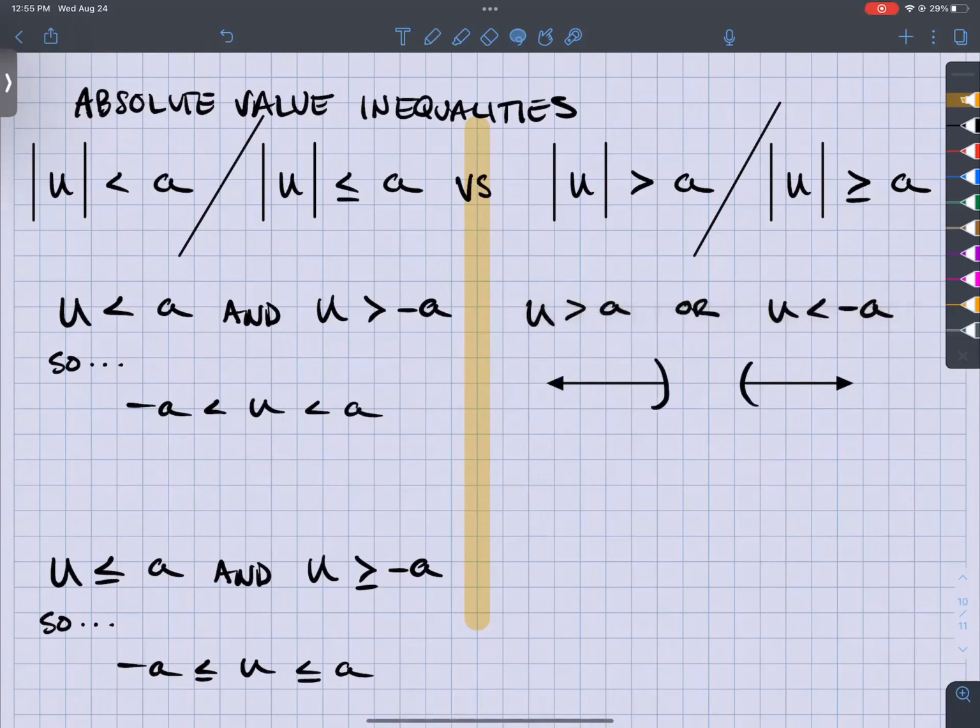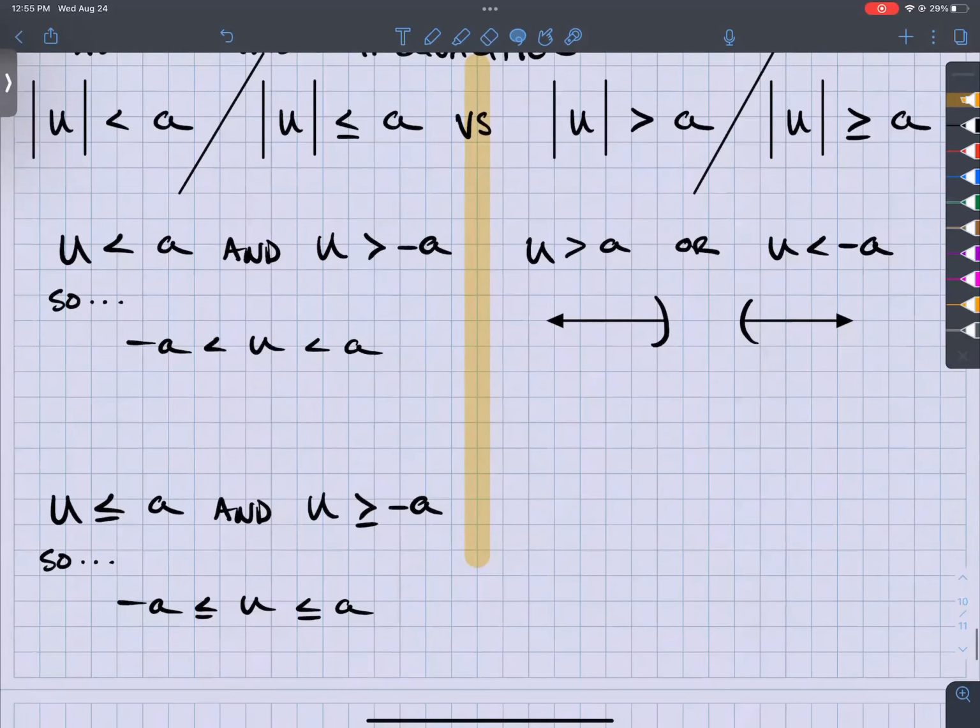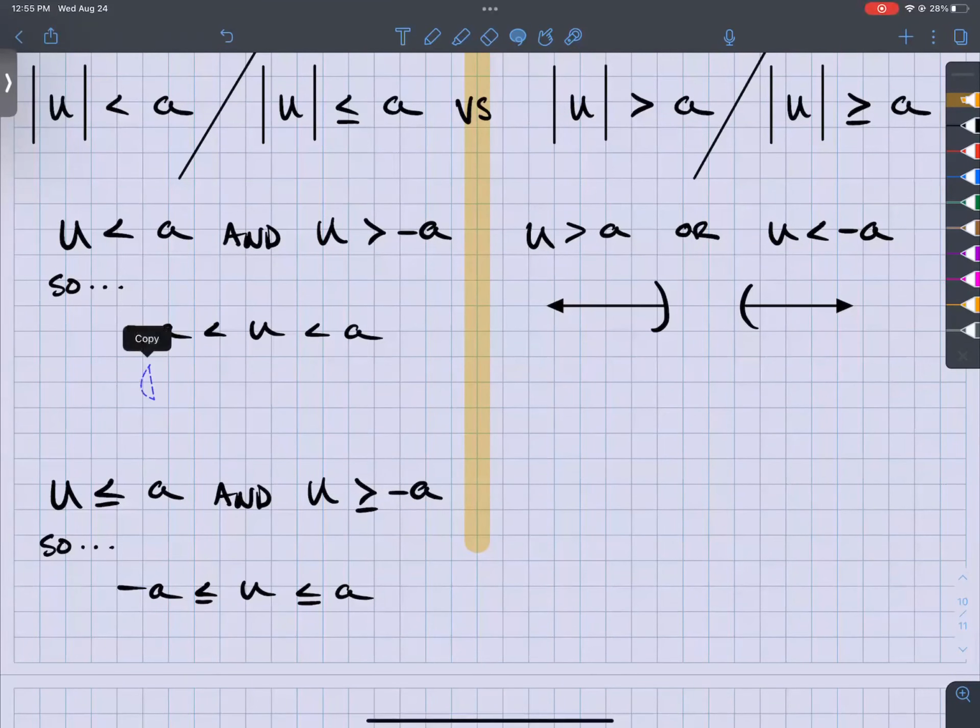So here's what the OR would look like. And here's what the AND would look like.